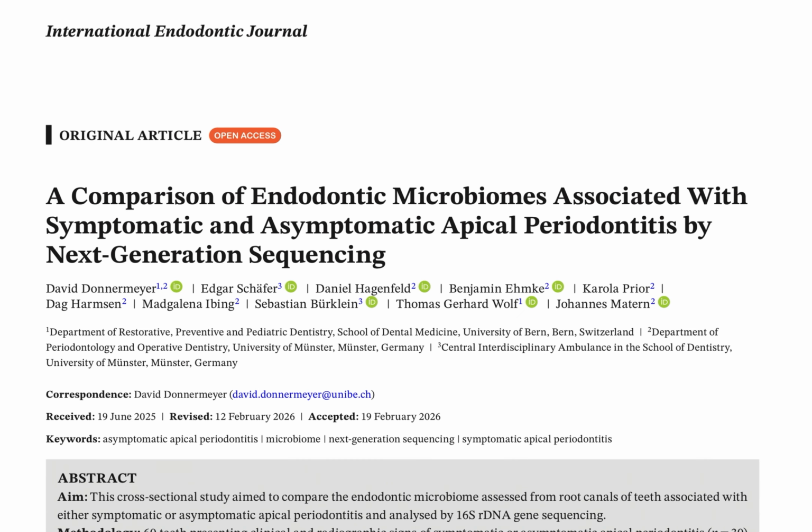Clinical symptoms of apical periodontitis likely reflect community level composition and host microbiome interactions rather than specific microorganisms alone, underscoring the need for larger, high resolution, and longitudinal studies.